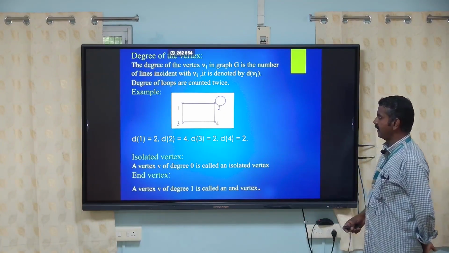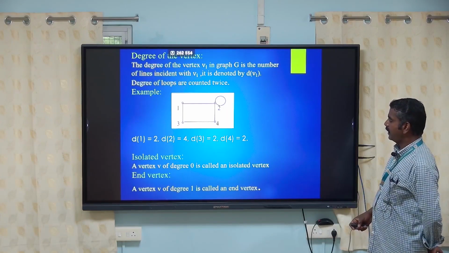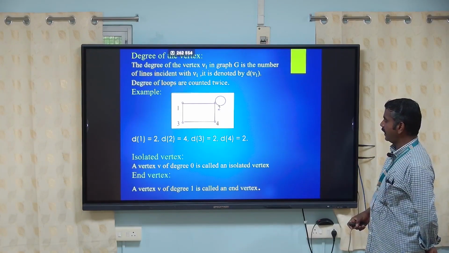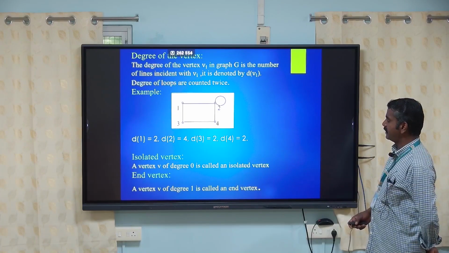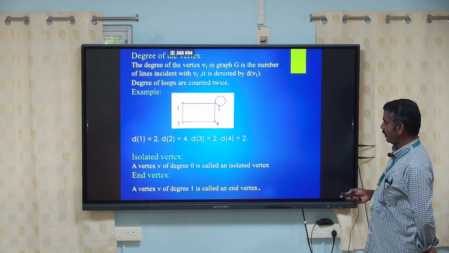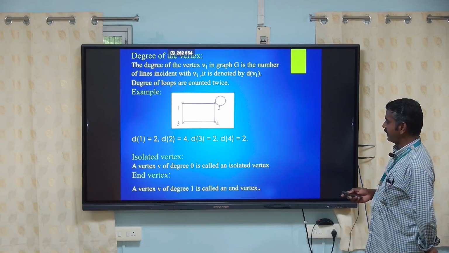Isolated vertex. A vertex V of degree 0 is called an isolated vertex. Next one is end vertex. A vertex V of degree 1 is called an end vertex.